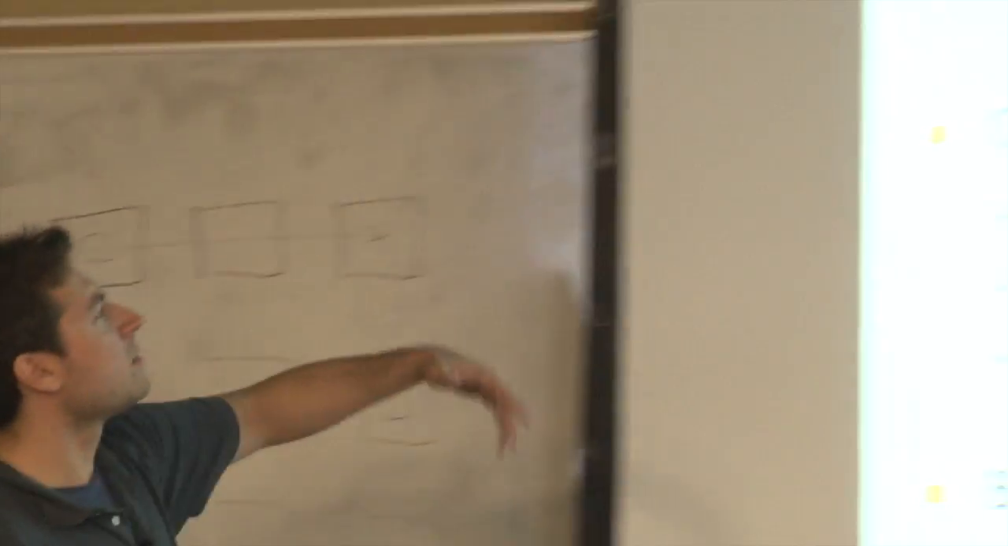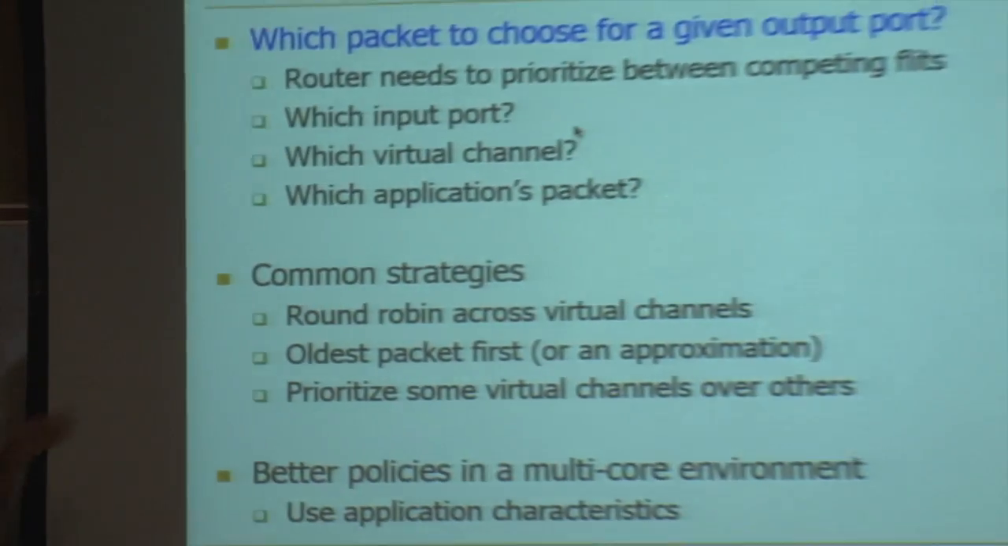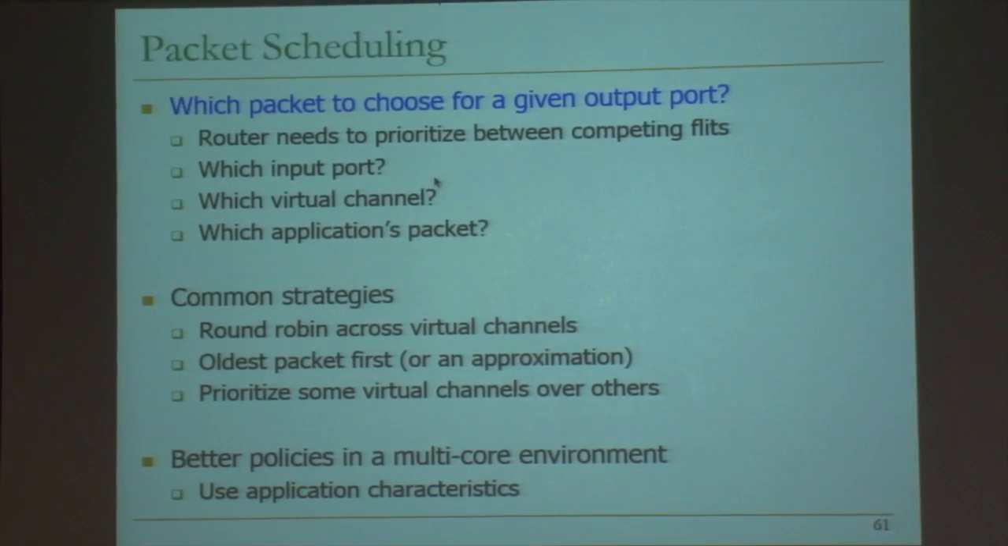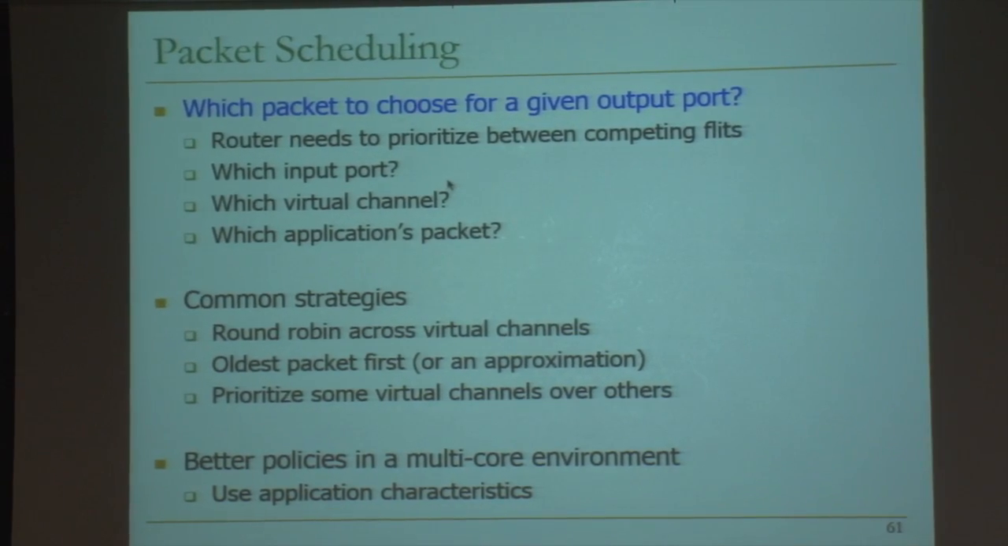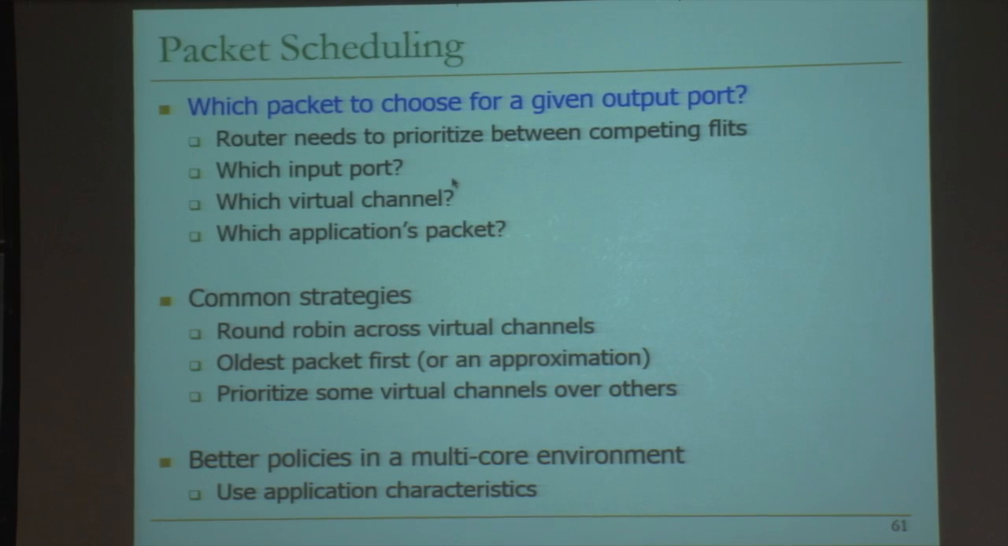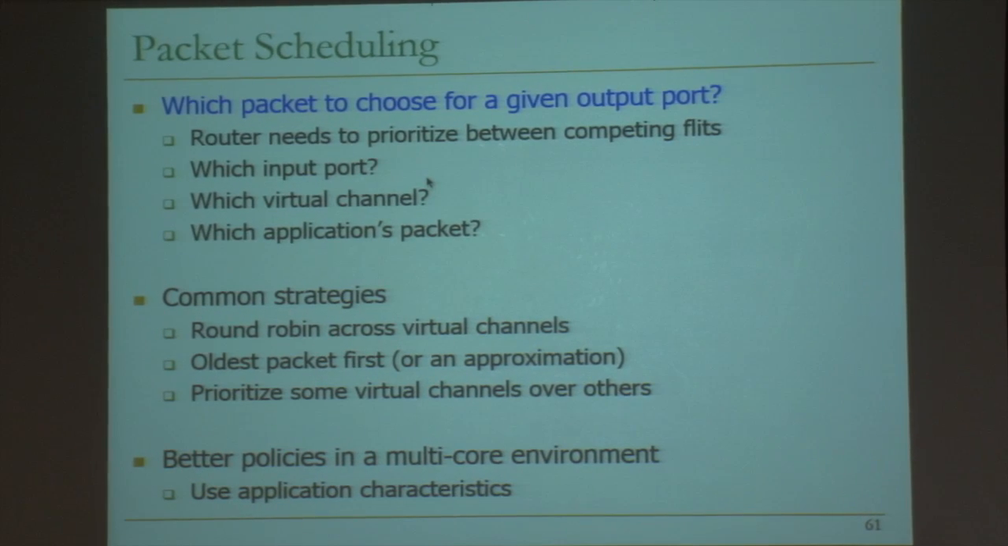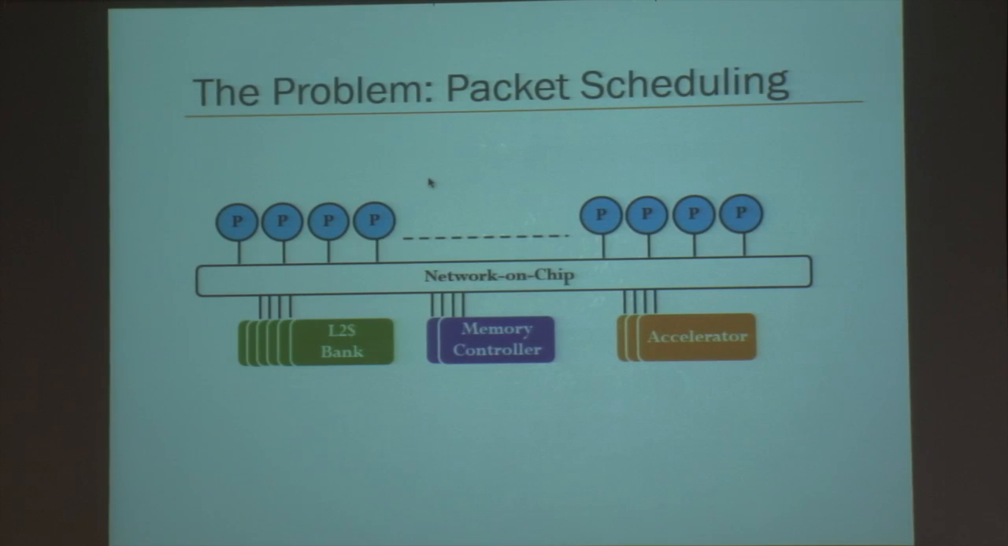So this defines essentially the problem. You need to prioritize between competing flits. Which input ports do you pick? Which VCs? Which applications if the packets are tagged by application? And this we already mentioned in a round robin, oldest packet. And as you'll see, there's some better policies if you want more performance in a multi-core environment that has many applications running. This is a very generic picture, just a few cores.